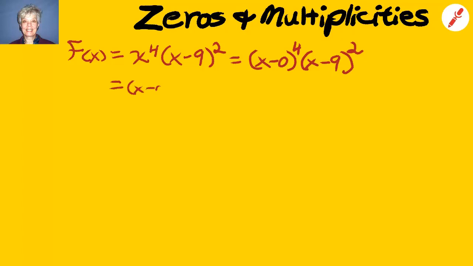All right. What does all this mean? Well, it means that x minus 0 is going to be written 4 times because it's multiplied by itself 4 times. And x minus 9 is multiplied by itself twice.